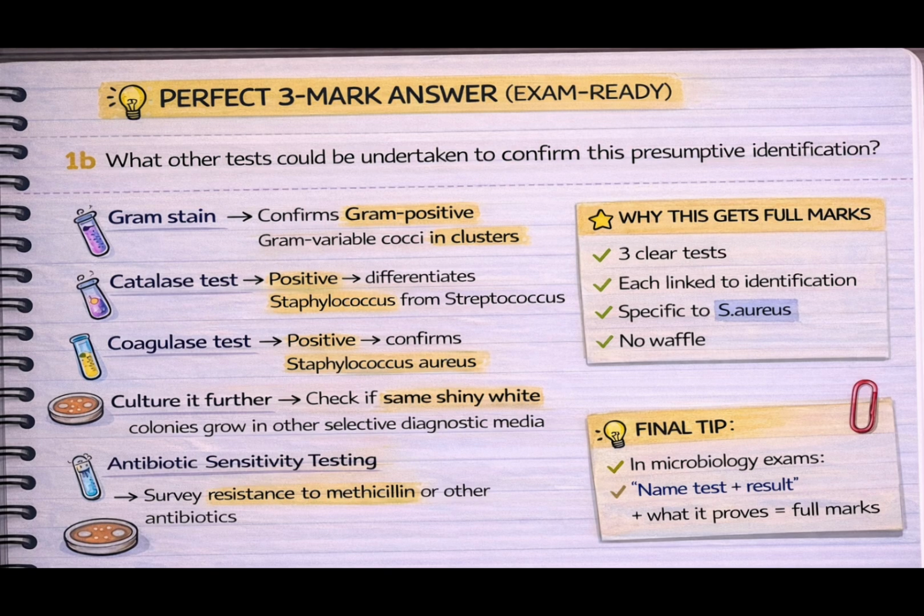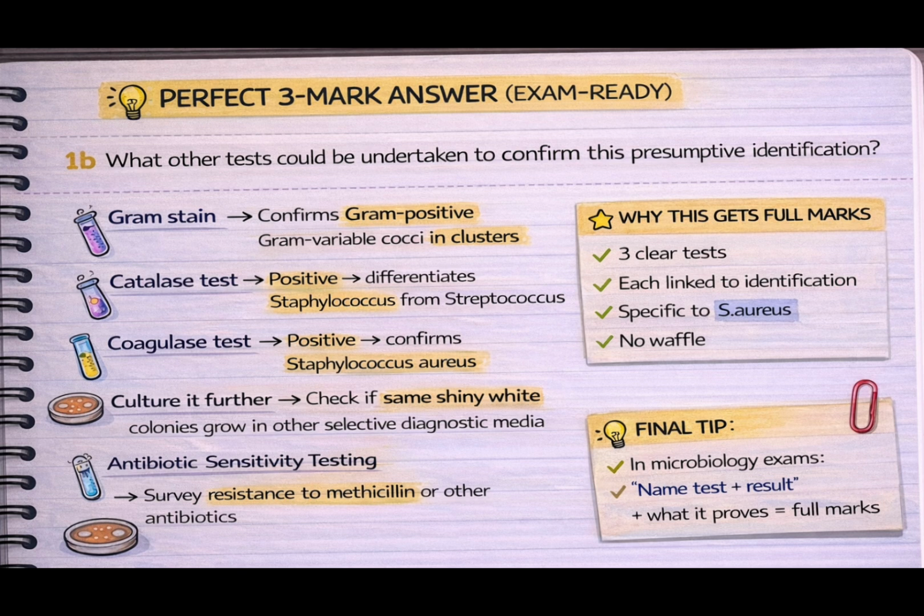Now moving on to Part B, so we're asked what additional tests can be done to confirm the presumptive identification, which we think is Staphylococcus aureus. In microbiology exams, the key is to name the test, give the result, and explain what it confirms. First, gram stain, we would perform a gram stain. If the organism is Staphylococcus aureus, we expect gram-positive cocci in clusters. This confirms we are dealing with a gram-positive organism consistent with Staphylococcus species.